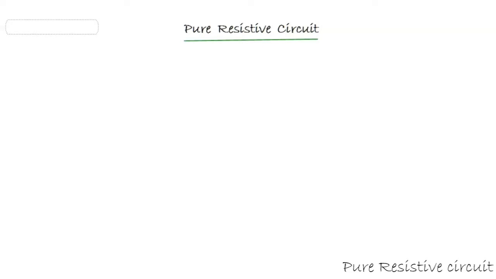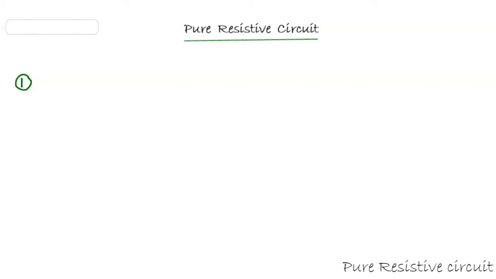In today's lecture, we'll understand pure resistive circuit, pure capacitive circuit, and pure inductive circuit in AC. Before starting this topic, we need to know what is resistive circuit, capacitive circuit, and inductive circuit.